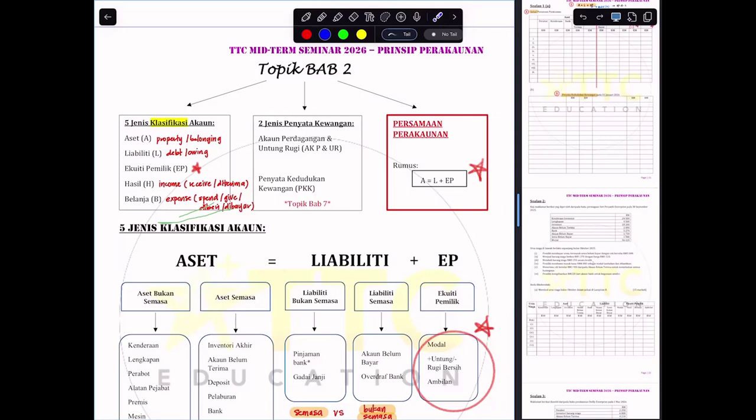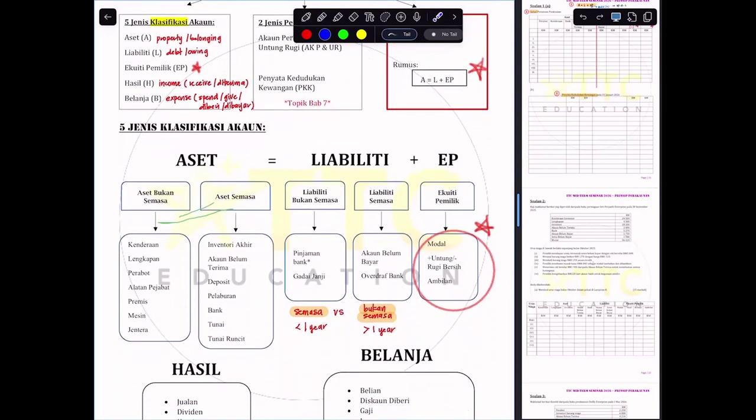Okay, then hasil means income. Whatever you receive, whatever you are getting, we call it as hasil. For belanja, as long as you are spending, you are giving out, diberi, dibayar, then it will be your expenses, belanja. Okay, then APO PKK, for PKK, later we will do it together when we do persamaan account. For APO, I got you to take picture just now already, right? Persamaan account, we will do it together with PKK later, with one question. Then klasifikasi, okay. For asset and liability, we got 2 more subcategory, bukan semasa and semasa.